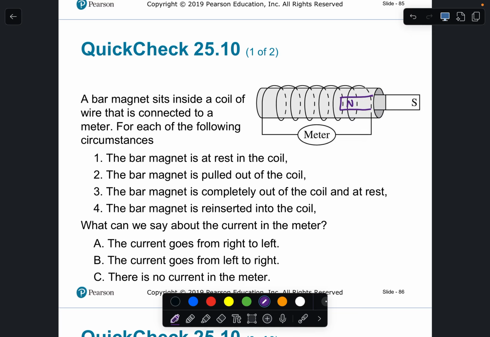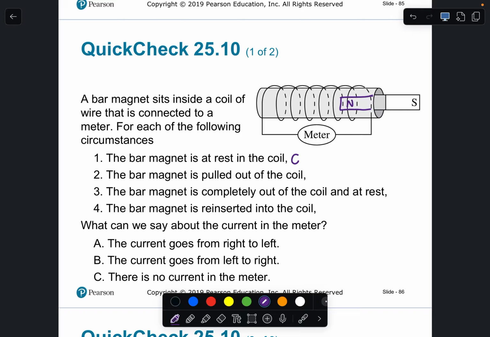So while the bar magnet is at rest in the coil, what's happening? There is no flux change, right? Because B is not changing, and the area of the coil is obviously not changing, and we're not changing the angle in between, right? So there is no current, so this will be C.